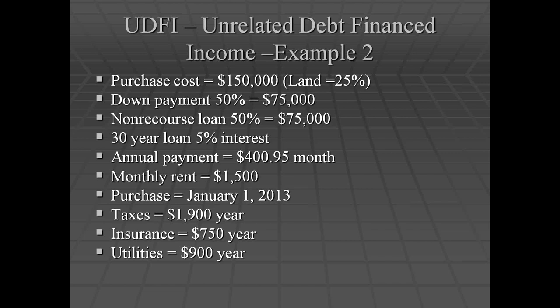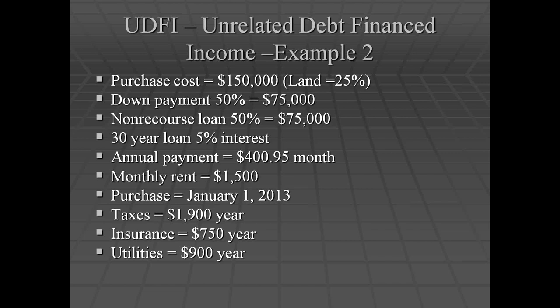You're going to put a down payment of 50%, and you're going to get a loan for 50%. So $75,000 down, $75,000 is going to be a loan. Of course, it's got to be a non-recourse loan, and we're going to assume it's 30 years at 5% interest. All right? Your payment is $495 a month.